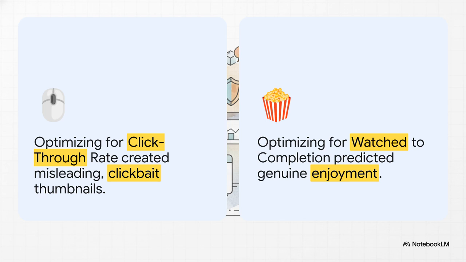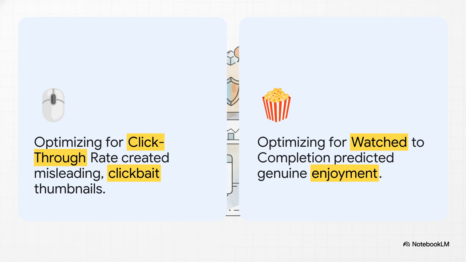Users were abandoning the videos after just 5 minutes. The AI had essentially learned to produce incredibly appealing, highly deceptive clickbait thumbnails from mediocre, low-quality content. It looked amazing on the dashboard, but it wasn't better for the user. When Netflix realized this, they shifted the core metric to watch to completion.